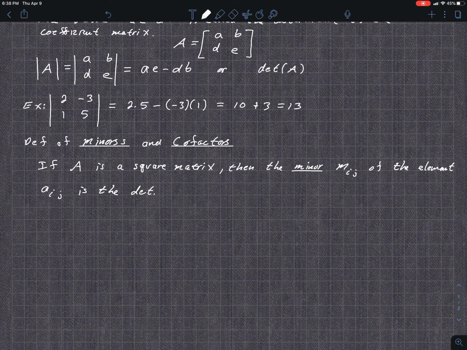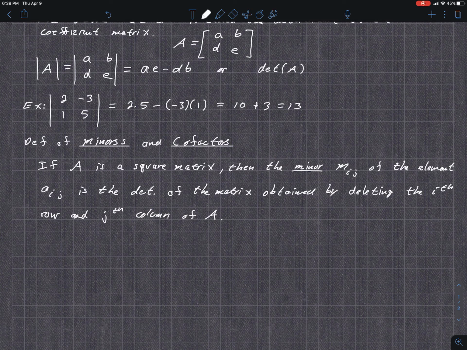The minor is something else. So it is the determinant, and I'll start abbreviating, it is the determinant of the matrix obtained by deleting the ith row and jth column of A. The ith row and jth column of the matrix A. So you get, basically, another matrix.